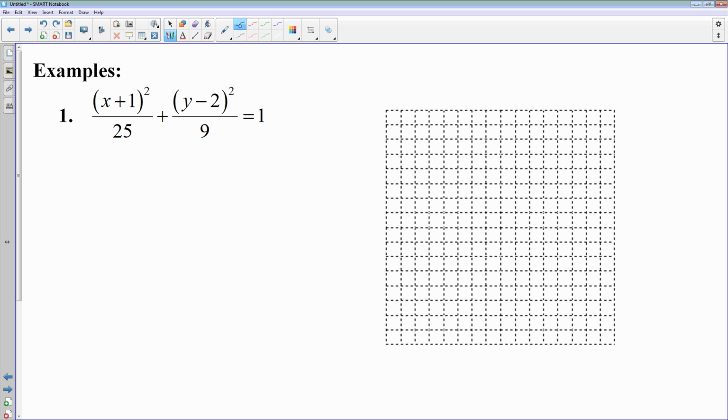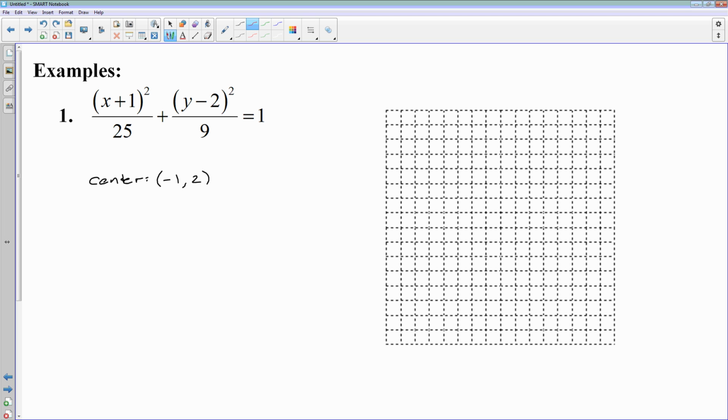First thing I'm going to do with all of these is start by finding the center. The center is found the same way you find the center of a parabola. With the x, I see x plus 1, so my x coordinate is -1. You change the sign. With the y, it's y - 2, but I'm going to change the sign and make that +2. So my center is -1, 2.